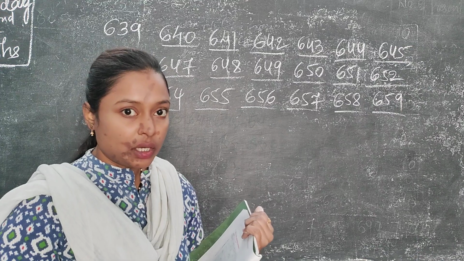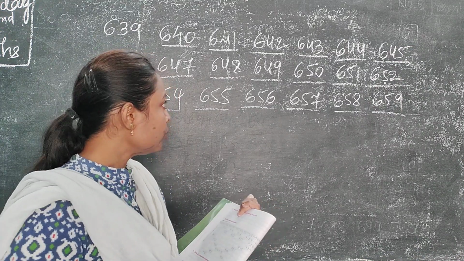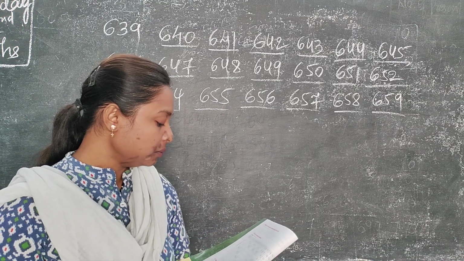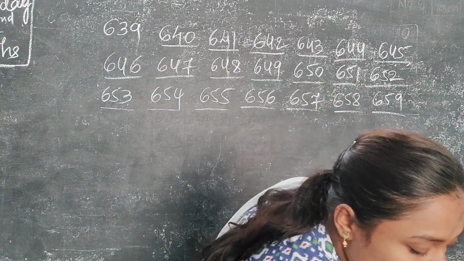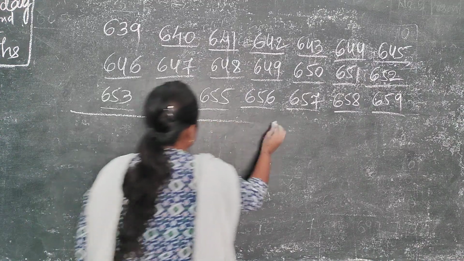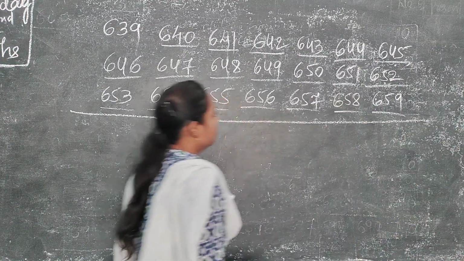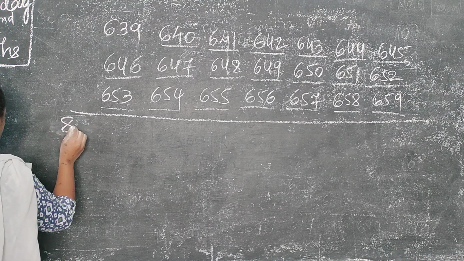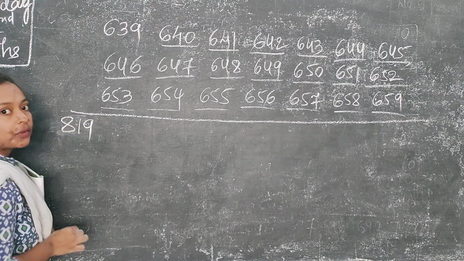Okay. So here 820 will come. Let me write that one also. So here starting from the 819. Start from here.